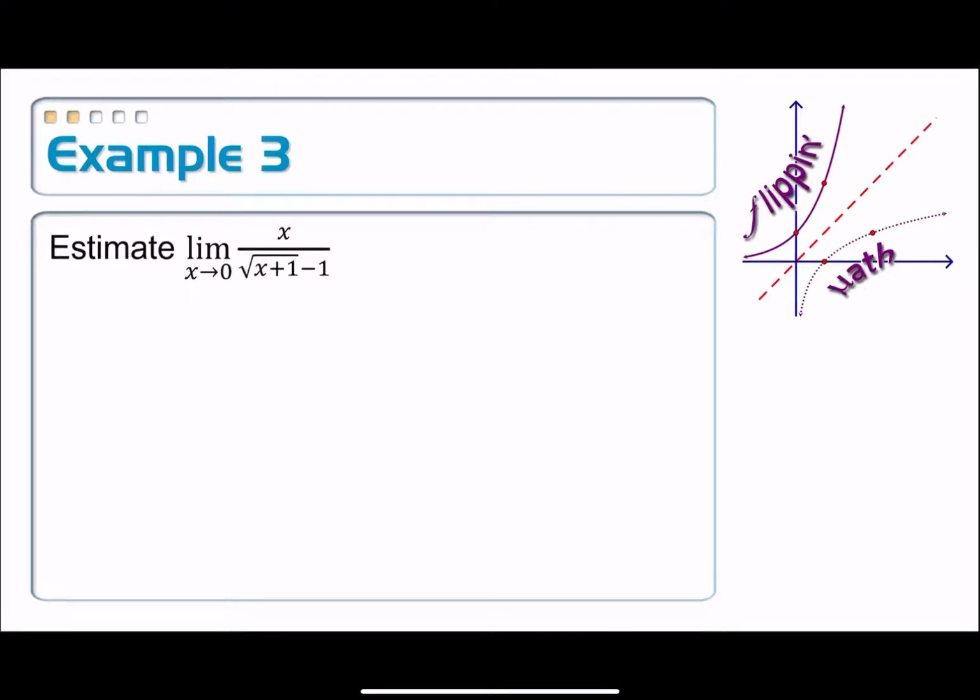All right, let's do a couple more examples, to make sure that we really understand how to estimate the value of a limit both graphically and numerically by looking at a table of values. So on example 3, we have the limit as x approaches 0 of, what a strange looking function, x divided by the square root of x plus 1 minus 1.